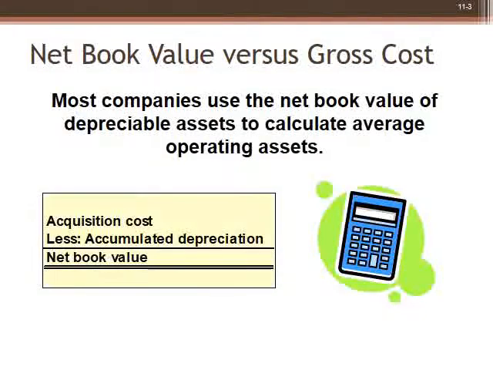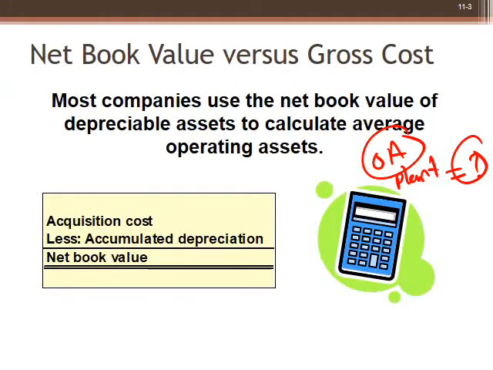Now the question arises, while calculating the operating assets, for example plant, what value should we take? Either the acquisition cost or the book value. Most companies use the net book value, which is acquisition cost minus accumulated depreciation, right? With this approach, the ROI mechanically increases over time. How?